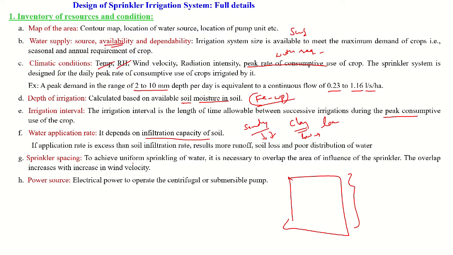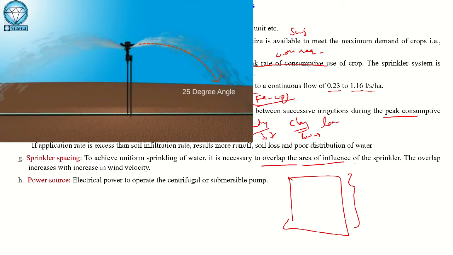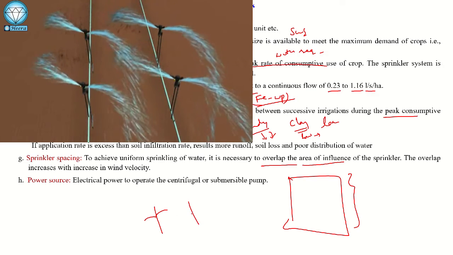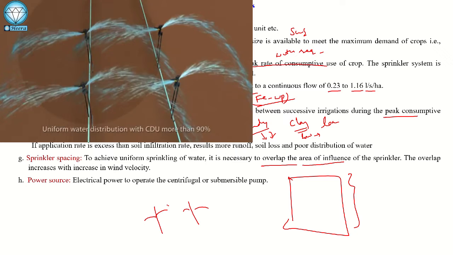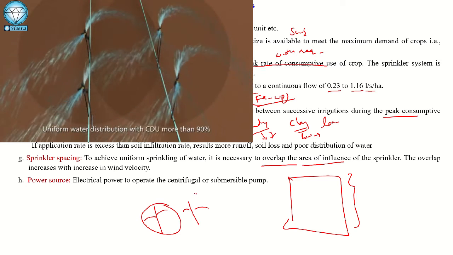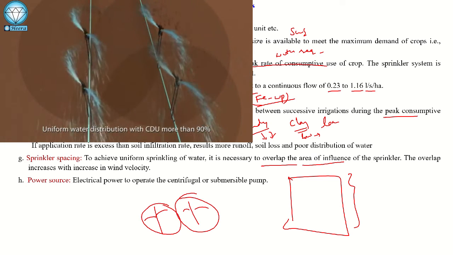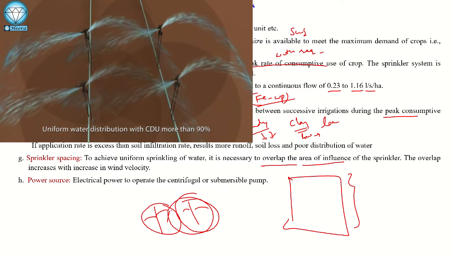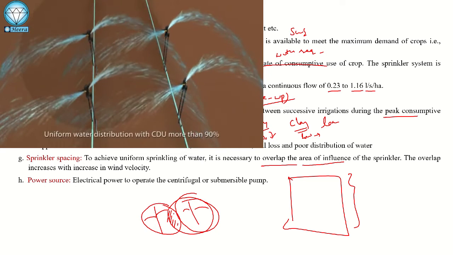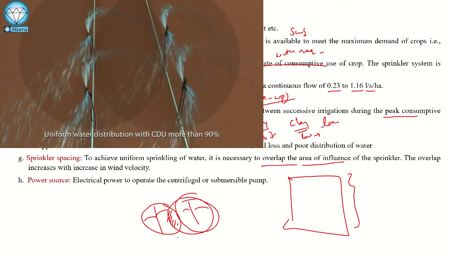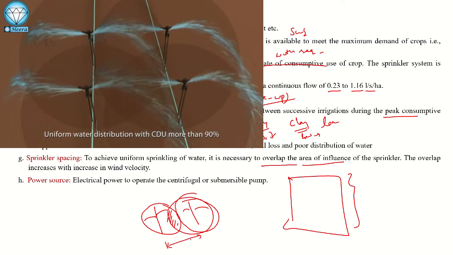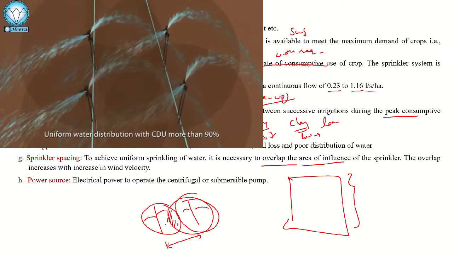Next, sprinkler spacing. To achieve uniform application of water for the crop, to achieve uniformity of the sprinkler, it is necessary to overlap each sprinkler. If you take two sprinklers, one and second, one will cover the area or radius or diameter this much, and in another the coverage is poor. So in this condition we should overlap the system. That is the overlapping condition of your sprinkler. In this condition you get the maximum uniformity, but in high windy conditions it will increase more than required. So we need to take the overlapping of sprinklers into consideration.